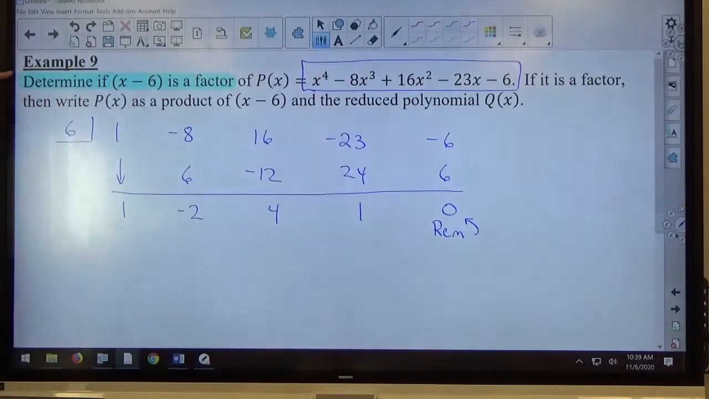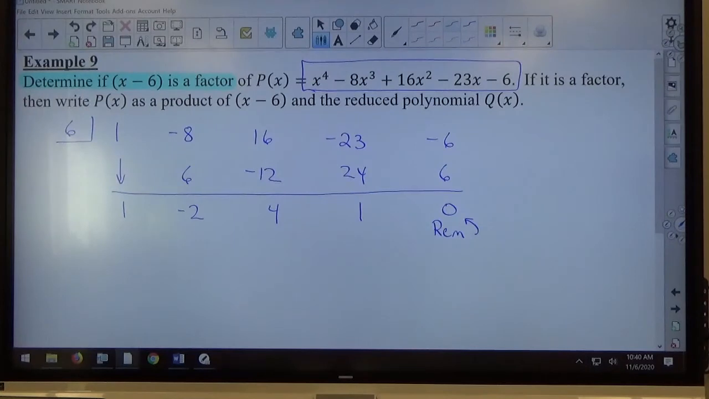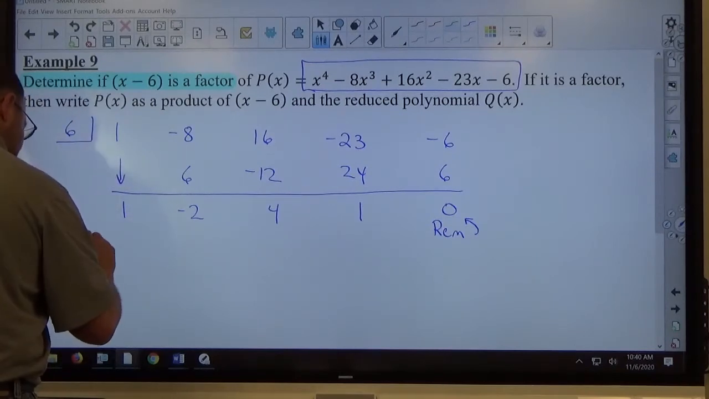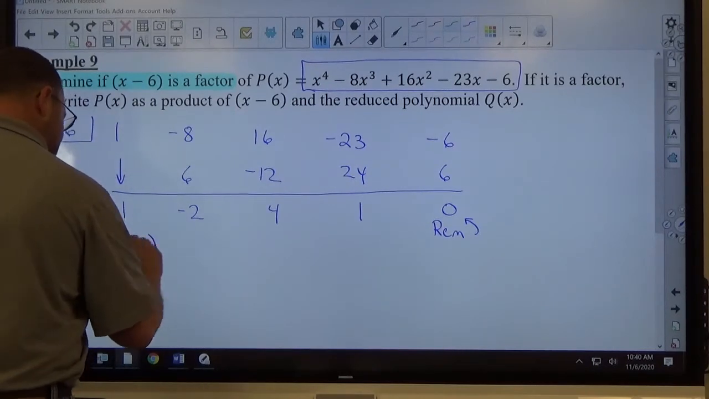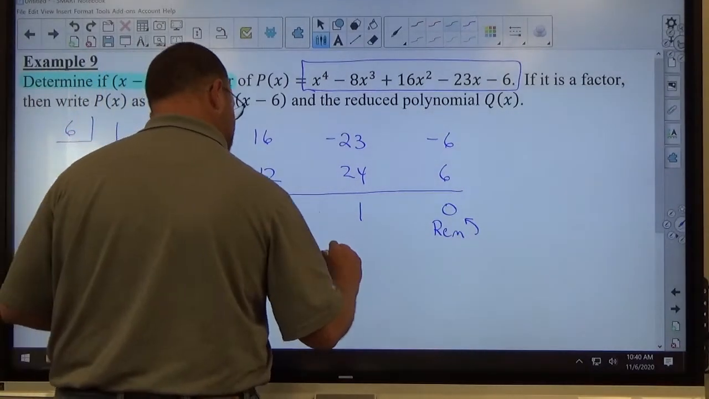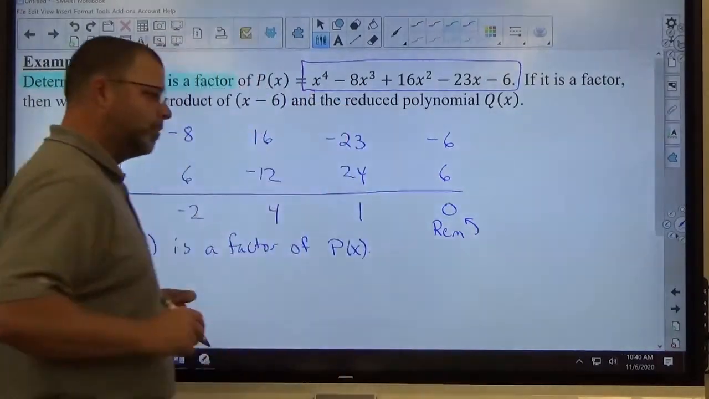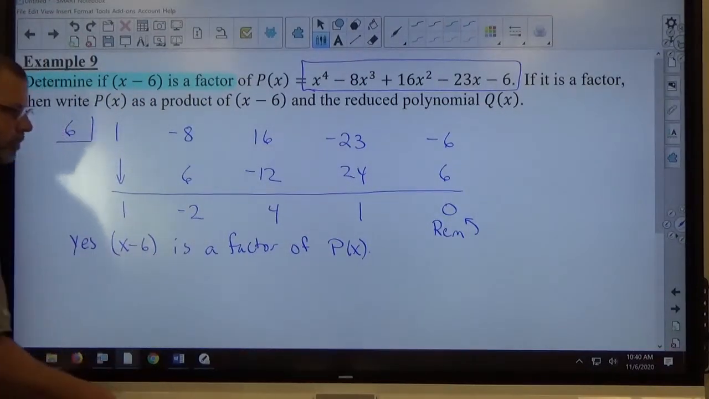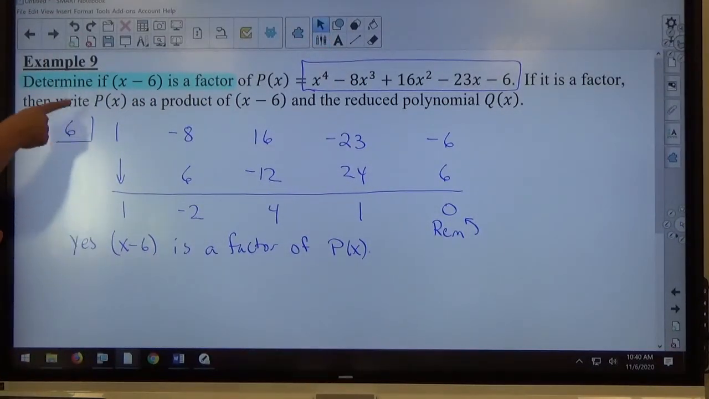So it says determine if it's a factor. We get a remainder of 0, so it is a factor. As far as that question is concerned, since I got a remainder of 0, it is a factor. So yes, x minus 6 is a factor of p of x. The work necessary to do that is right there. And this work is also going to get us more information too, so that's helpful. All right? So, everybody comfortable with that part of it?